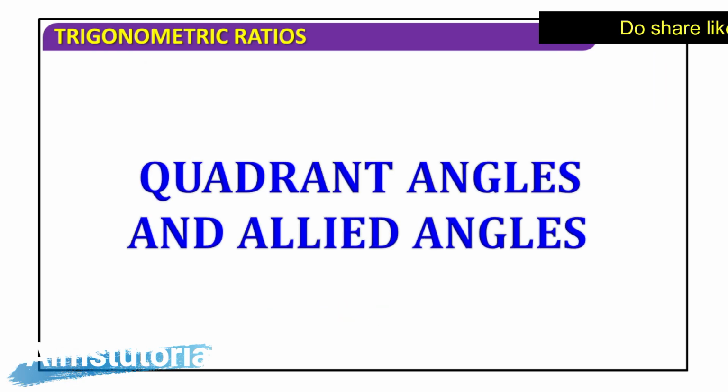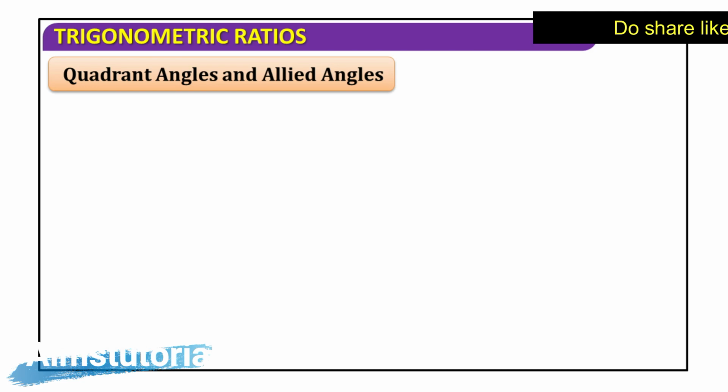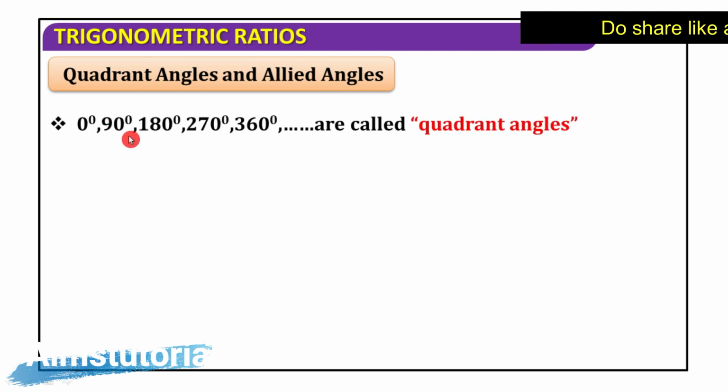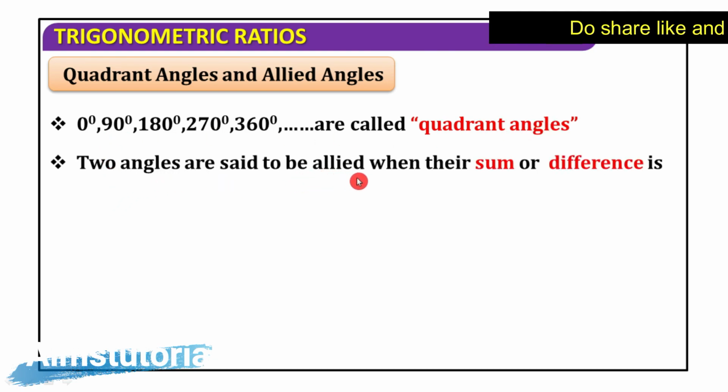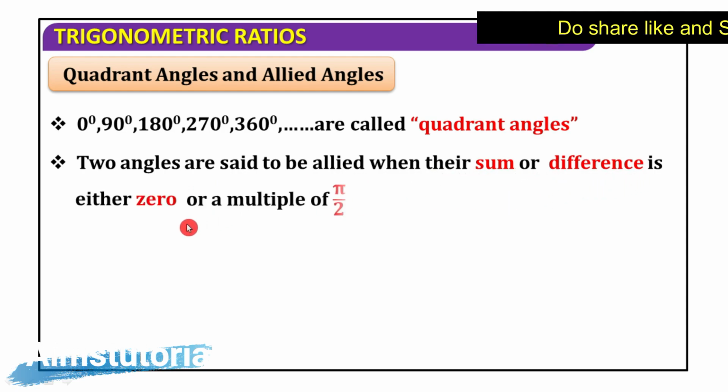Quadrant angles and allied angles. Angles such as 0 degrees, 90 degrees, 180 degrees, 270 degrees, 360 degrees and so on are called quadrant angles. Two angles are said to be allied when their sum or difference is either 0 or a multiple of pi by 2.